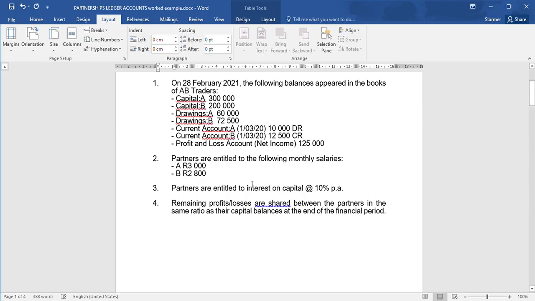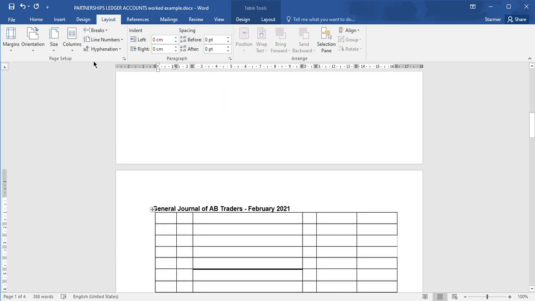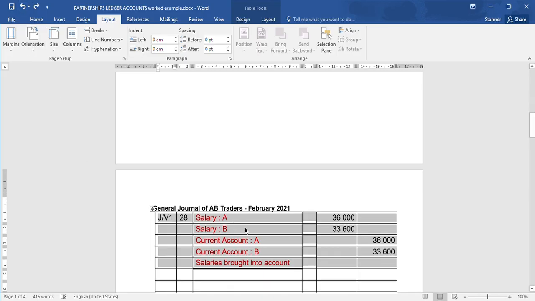Right, the first adjustment tells you that partners are entitled to the following monthly salaries. Now bear in mind you're doing this for the entire year. So when you are doing your entry for this, you must multiply each of the partners' salaries by 12. The double entry you need to make to record that will be to debit the salary of A, which is an expense to the business, and B, and credit to their current accounts because that increases the earnings of each of the partners.